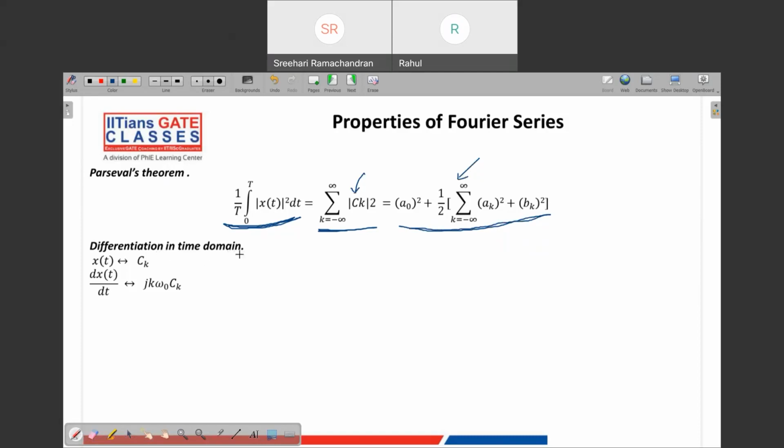Next is differentiation in the time domain. When you differentiate in the time domain, you will be multiplying it with jk omega naught. It is very similar to the Laplace transform, where we were multiplying it with s.